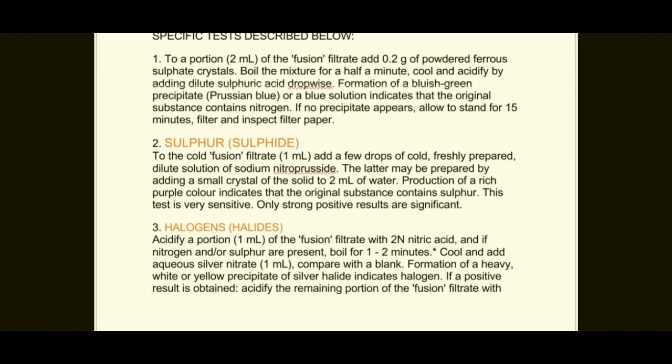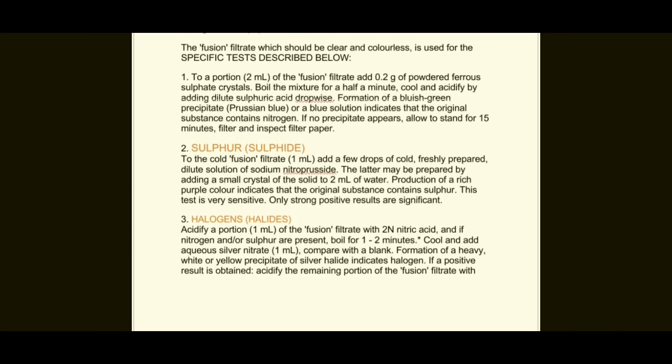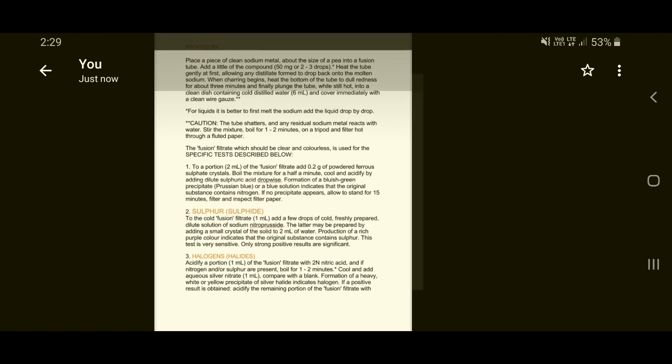If a positive result is obtained, acidify the remaining portion of the fusion filtrate with dilute sulfuric acid, boil and cool. Add 1 ml of carbon tetrachloride and a few drops of freshly prepared chlorine water, and shake the mixture. If the carbon tetrachloride layer remains colorless, it indicates chlorine. If the carbon tetrachloride layer is brown, it indicates bromine. If the carbon tetrachloride layer is violet, it indicates iodine.